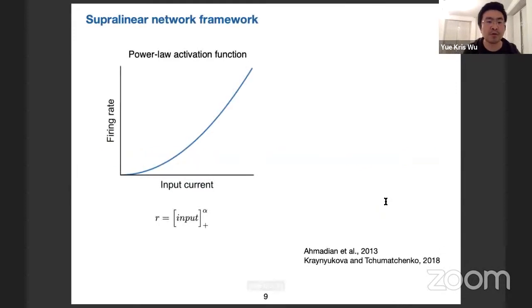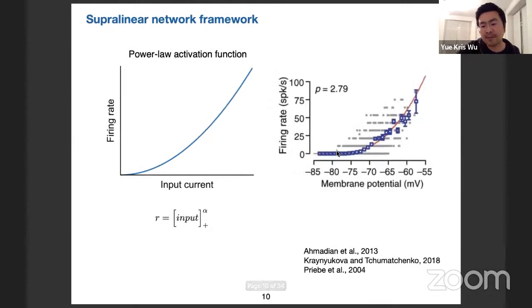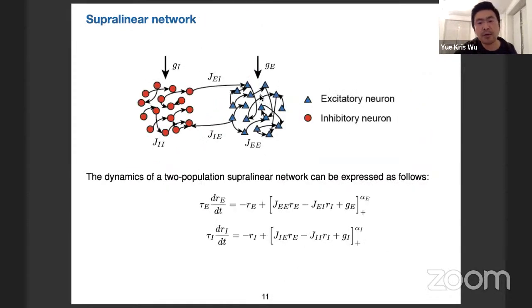To address this question, we use a superlinear network framework in which the neural input-output function is a superlinear power law function, because it's analytically tractable, and also this superlinear function fits the intracellular recording data quite well. Let's first consider a simple scenario in which the network consists of one excitatory population and one inhibitory population. We can write the network dynamics by the following equations. Those are quite standard equations. Alpha E and alpha I are the powers of the input-output function. Without loss of generality, we'll keep alpha E and alpha I as they are. For the results, I will show alpha E and alpha I equal to 2.